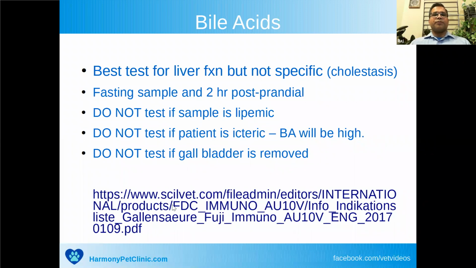If the sample is already lipemic, with a milky cloudiness in it, we don't need to test it; the results will be skewed. They will not be normal. Similarly, if a patient is icteric, has jaundice, we don't need to do bile acids because they will already be high. You can see the yellow in the skin, eyes, or mucous membranes. Also, do not test bile acids if the gallbladder was previously removed surgically.